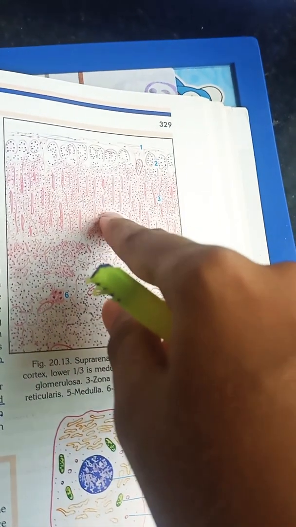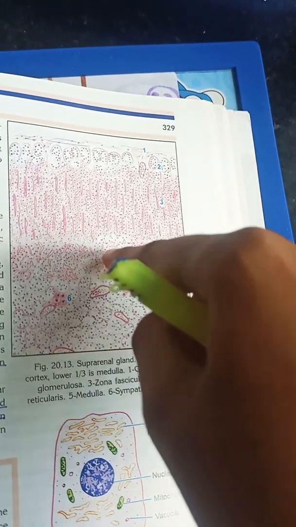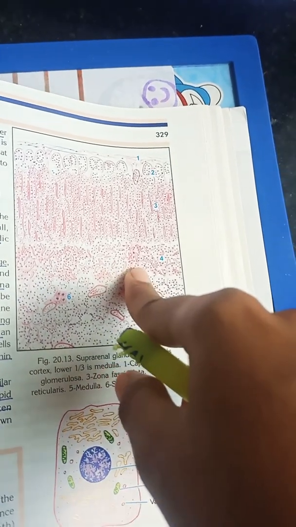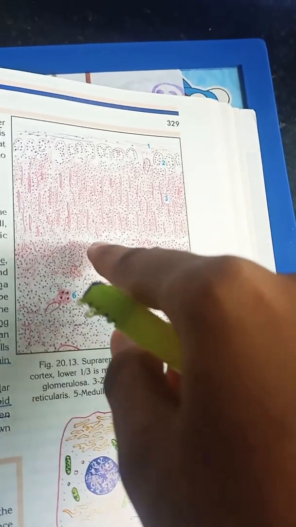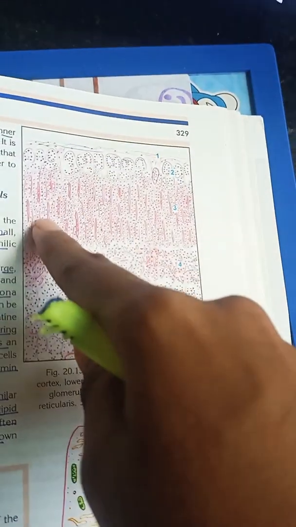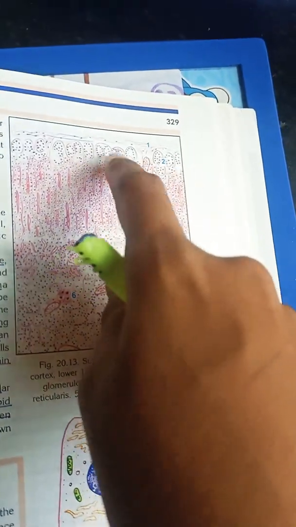Next, let us see the cells of the reticularis. These are similar to the fasciculata, but the lipid content is less in the reticularis, and the cytoplasm is eosinophilic. Yes, somewhat red, because it is eosinophilic, and the cells often contain a brown pigment. Here the cells contain the brown pigment, and they also contain some vitamin C. Here the cells are U-shaped, you can see an inverted U-shape.